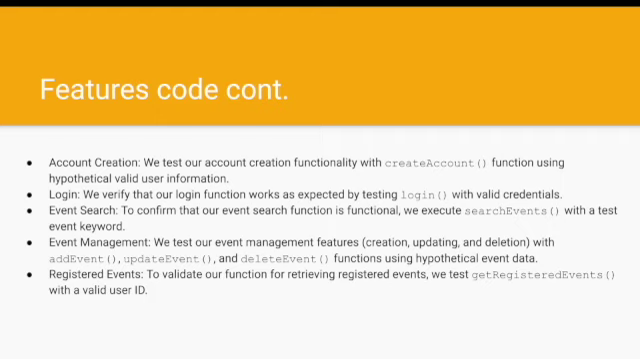Event management, we test our event management features with add event, update event, and delete event functions using hypothetical event data. So like I said earlier, just examples. And then registered events, to validate our functions for retrieving registered events, we test get registered events with a valid user ID. So I know this is not actual QA testing, but this is just how we would perform the QA test if we were to actually implement this code and create it in a real world scenario.